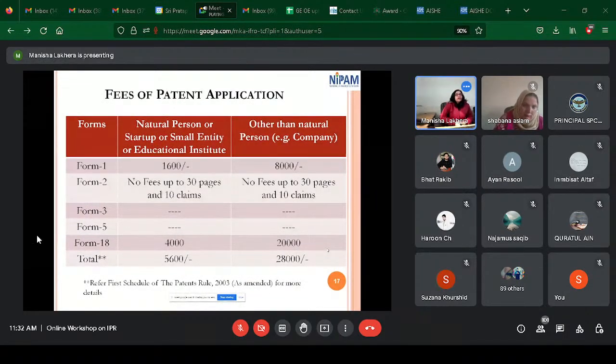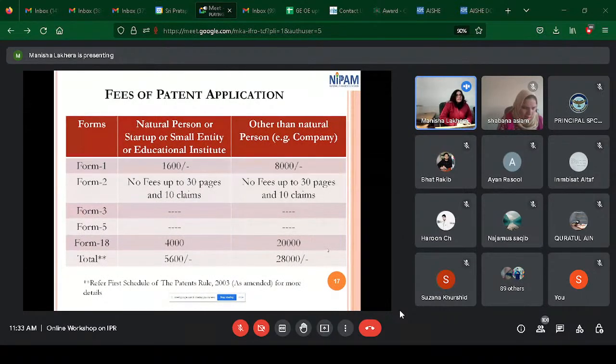So, for natural person or startup or small entity or education institute, they have to pay only 1,600 rupees for Form 1. And other than those entities, other than the natural person, that is the big companies or the MNC, they have to pay 8,000 rupees. Then there is no fees for Form 2 up to 30 pages and 10 claims. However, if the pages exceed, if the number of claims exceeds 10, then there is a per page charge, or there is a per claim charge. Form 3 and Form 5 have no fees.